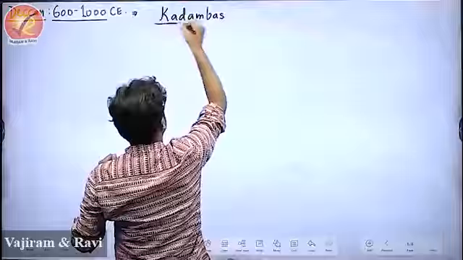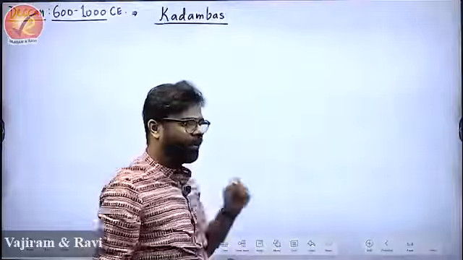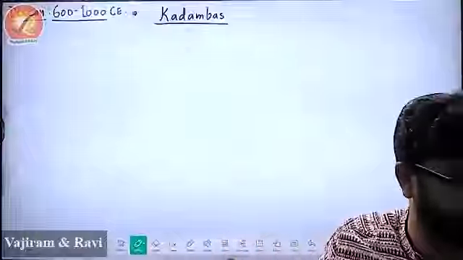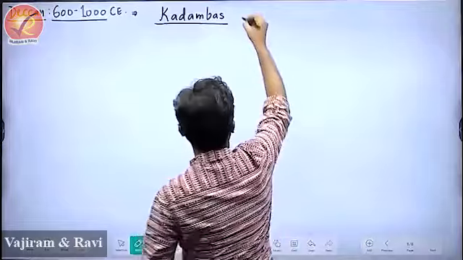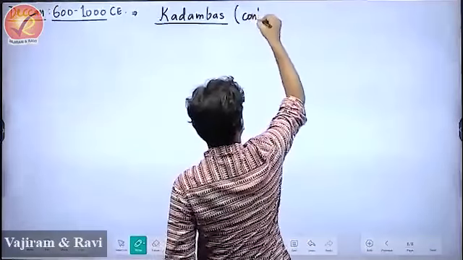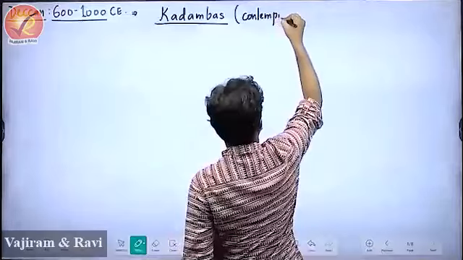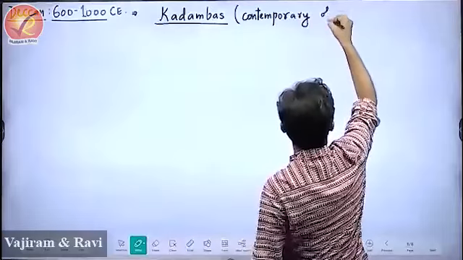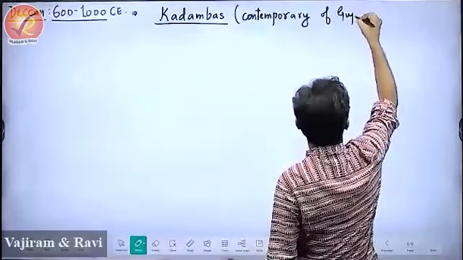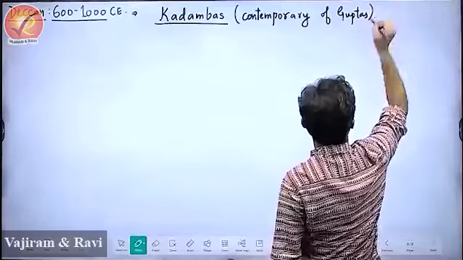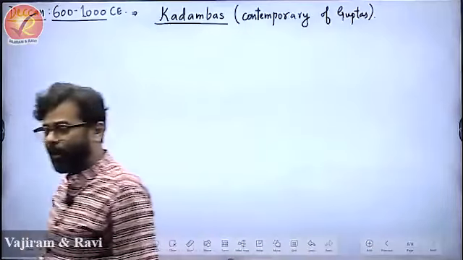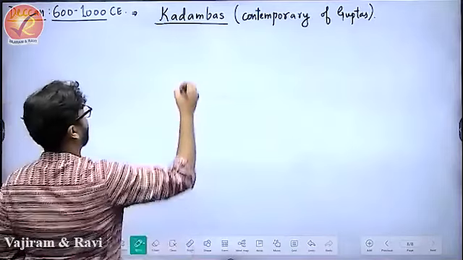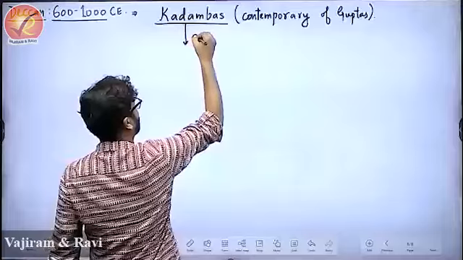If ever UPSC asks, who were the first ones to bring Sanskrit to south? The answer is Kadambas. After all, they were contemporary of Guptas. So they were impressed by Guptas, had friendly relations with Guptas sometimes also. So they exchanged ideas and they reciprocated. So when Guptas began to decline, even the Kadambas began to disintegrate.